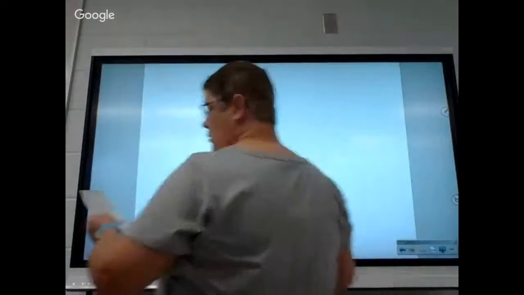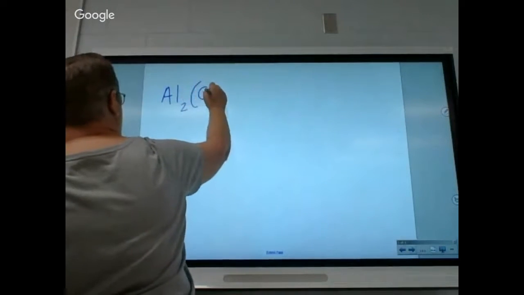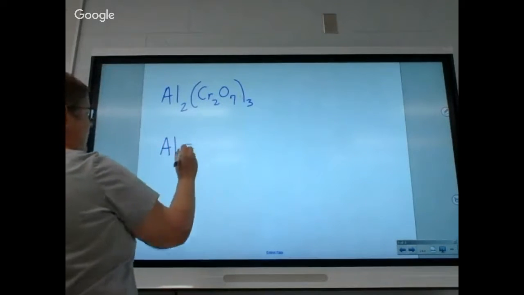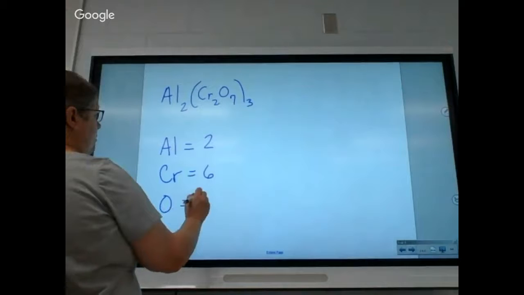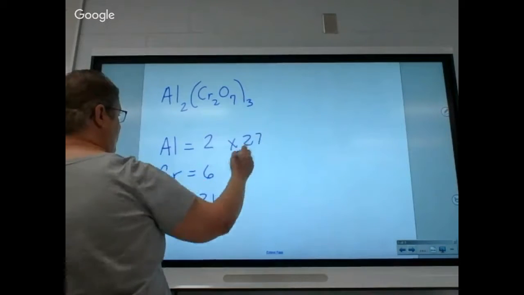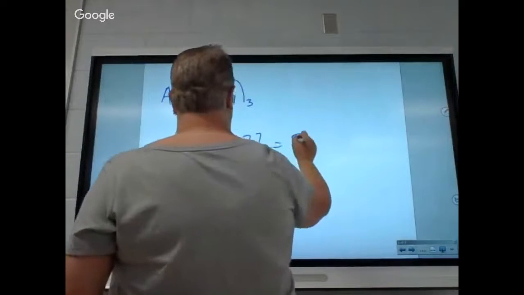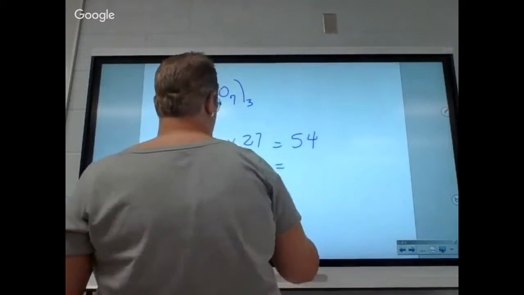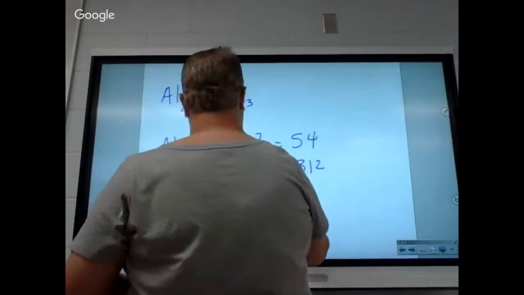All right, so the last one you had to calculate was aluminum dichromate. Aluminum had a 2 and dichromate... So aluminum has how many? 2. Chromium has how many? 6. And oxygen has how many? 21. All right, that's 27. That's what, 52? That's 16. So what's that going to be? 54. What's 6 times 52? 312. 336.